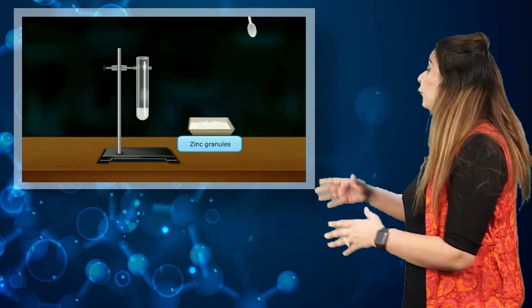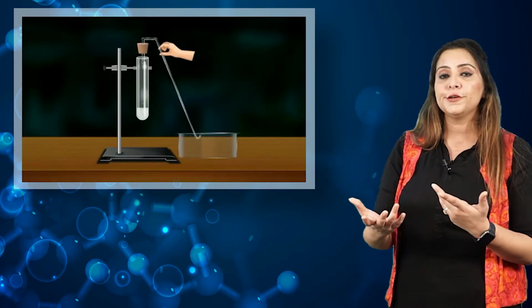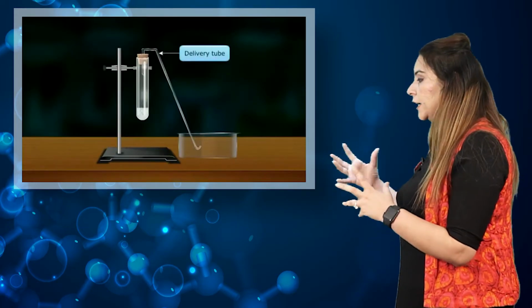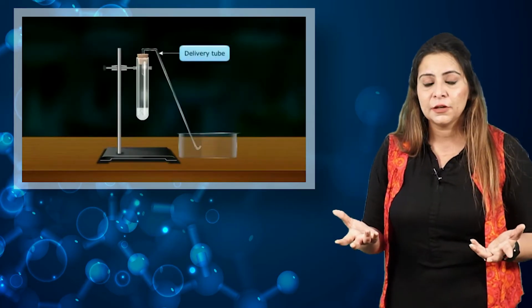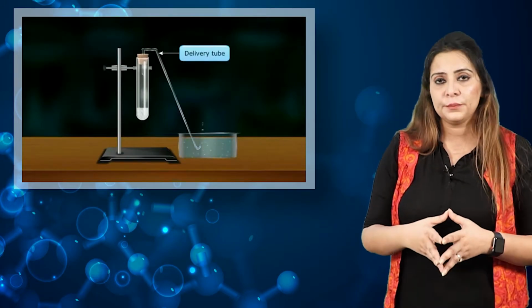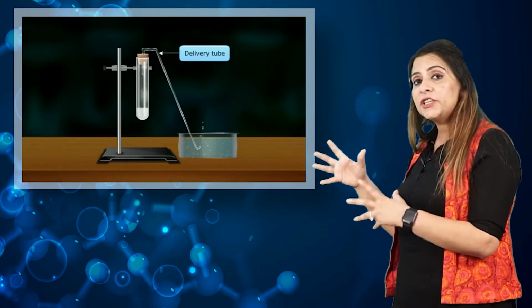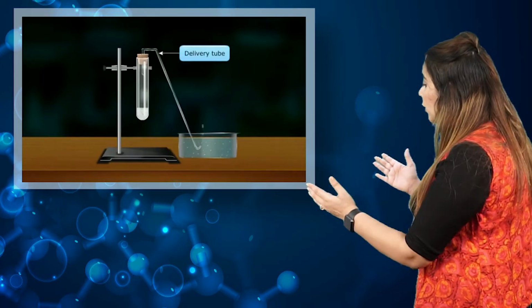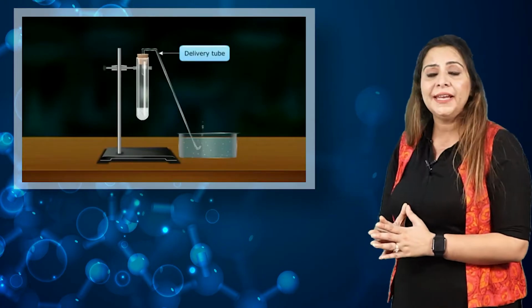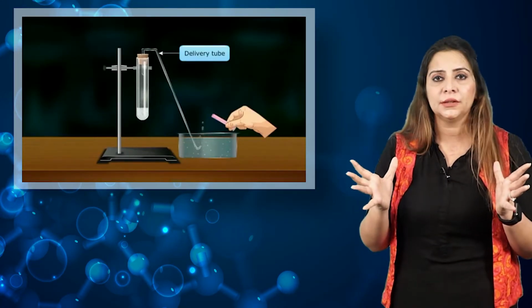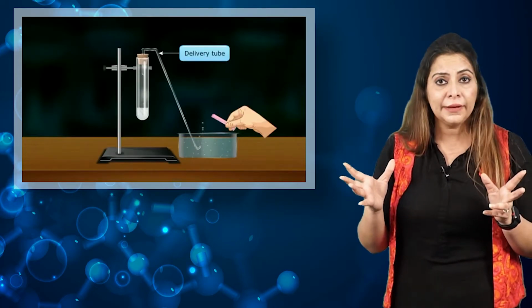Now, what happens when we leave the apparatus like this, then after a certain period of time, what we see is that zinc and H2SO4 start reacting. But how do we come to know that they are reacting? We can come to know by noticing certain features in this activity. That is, when we touch the conical flask from outside, we'll feel that the flask has become hot. It has become hot, right?